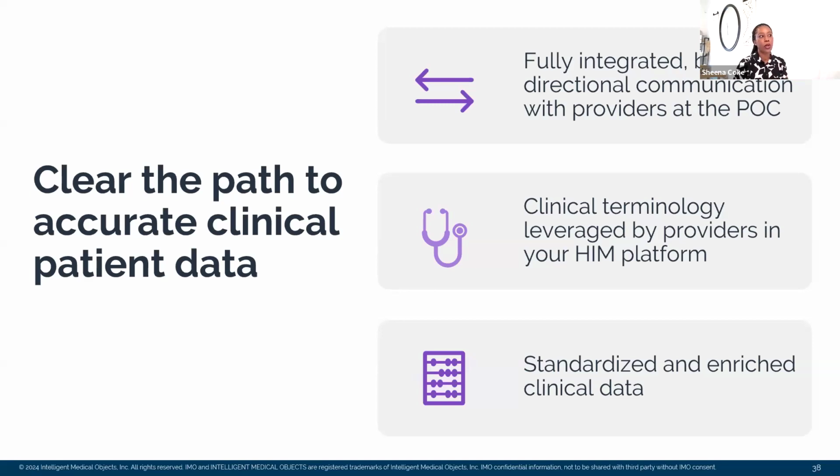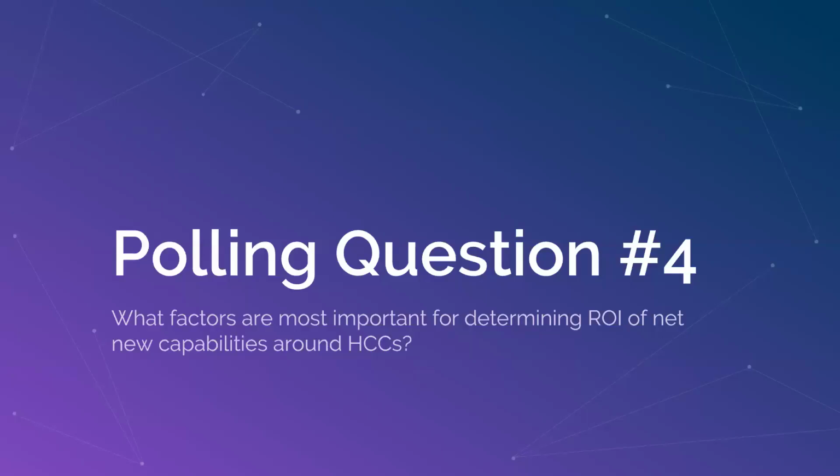So I am going to turn it over to Jordan for what I believe is our final polling question. Yeah, thank you, Sheena. All right, so this is a short answer, but what factors are most important for determining ROI of net new capabilities around HCCs? I'm going to give you guys a few seconds to fill it out, and then I'll get back to you. All right, we're going to go ahead and close out.